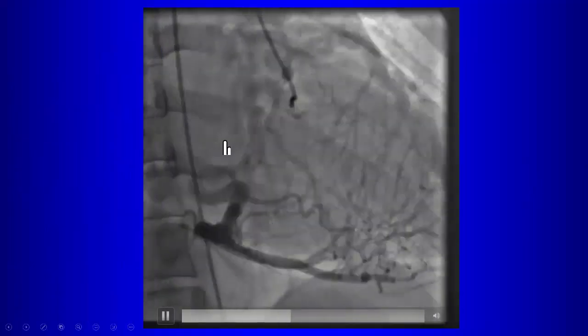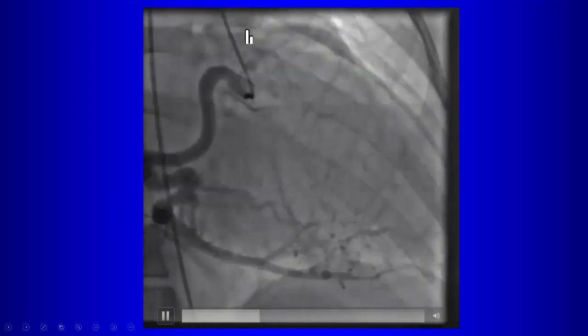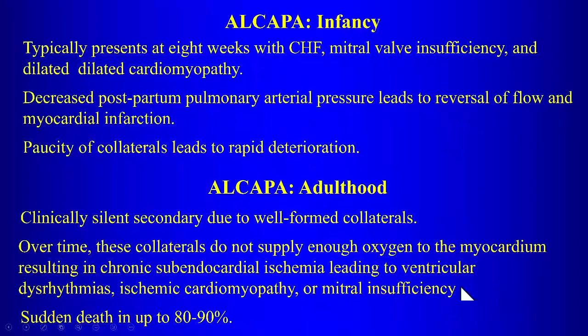So here we're injecting the right coronary artery. You see all of the collaterals from the right coronary artery to the left coronary artery, but then there's reverse flow here as it opacifies later, and you can see it's dumping into the pulmonary artery back there. Okay, so that's the problem. Big heart because of failure. Here you can see the collaterals from the right to the left, reverse flow in the left going into the pulmonary artery in these cases.